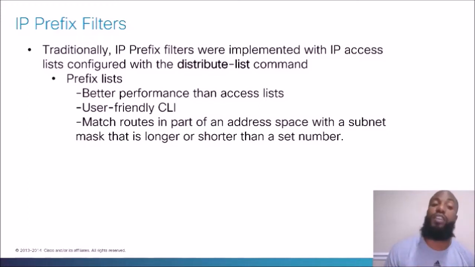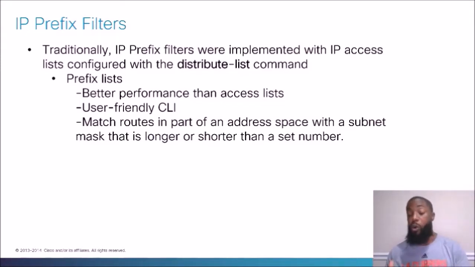It's easier to do prefix filters. You could also match routes in part of an address space with a subnet mask that is longer or shorter than a set number. You will see this. There's an or operation. If you don't know what the difference between an and and an or operation is, I'll probably leave a link in the description below.